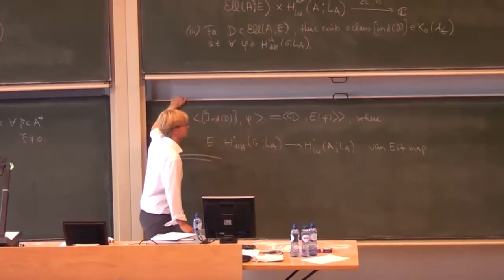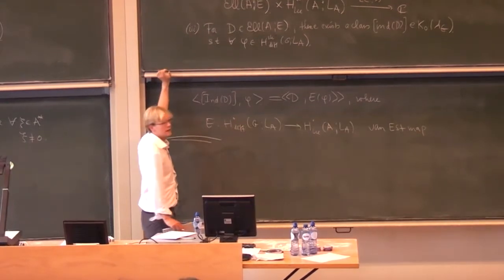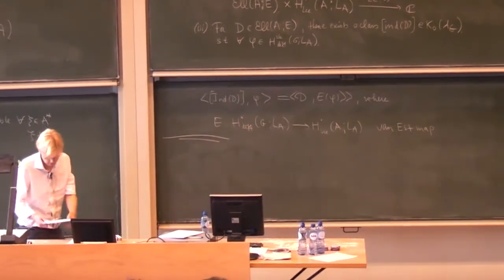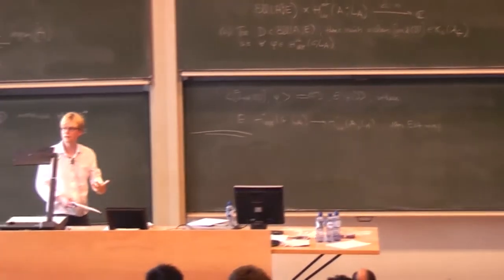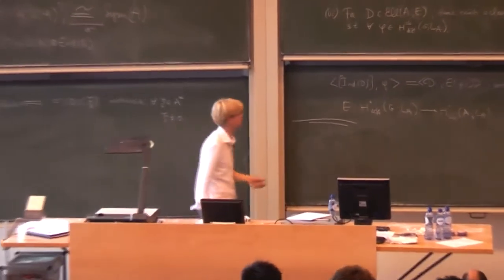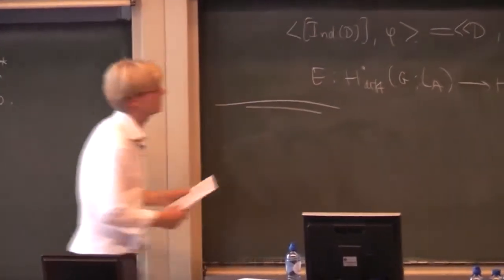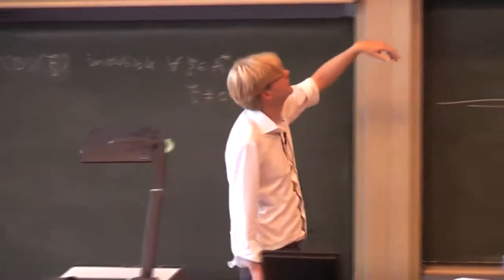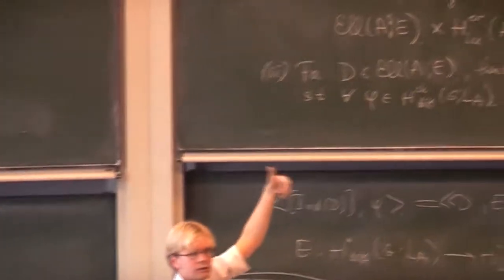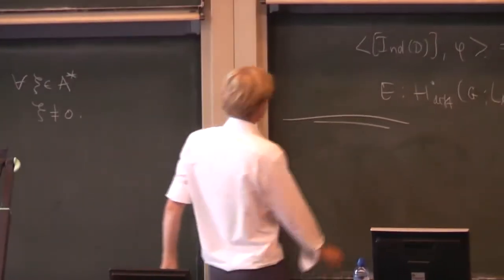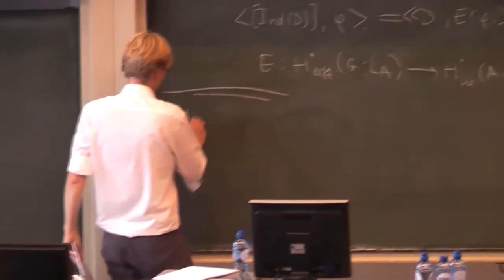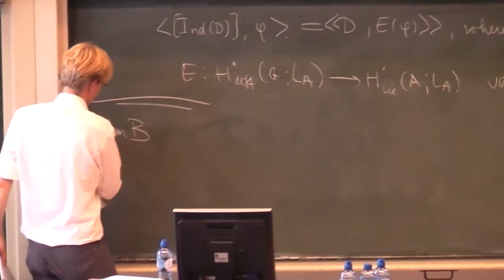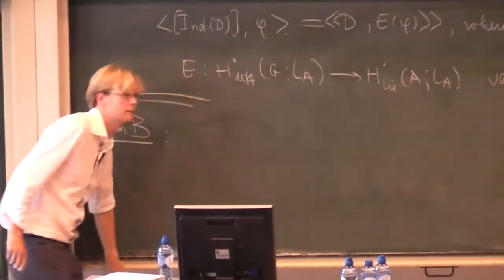Okay, so the second theorem that I want to state is going to tell you that this method is successful because it's going to give the answer of the second pairing. And so by that you then have solved completely the evaluation of the first pairing. So, theorem B.